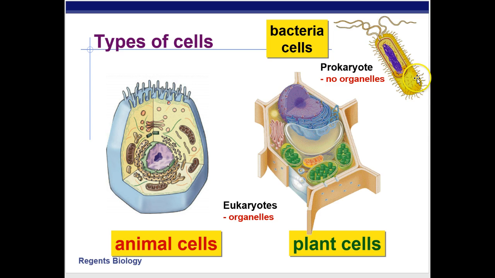Up in the corner here we have another type of cell that in size comparison is much smaller than the other two and lacking a nucleus. That's called a prokaryote cell. Bacterial cells are prokaryote cells. The plant and animal cells each have at least one nucleus. Therefore they're called eukaryote cells.